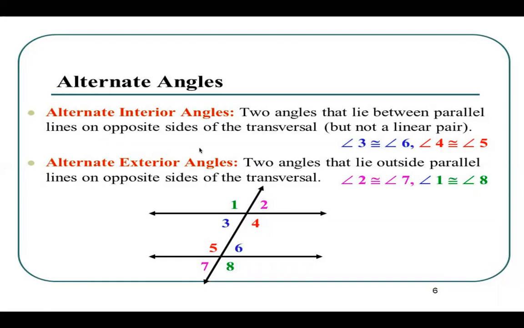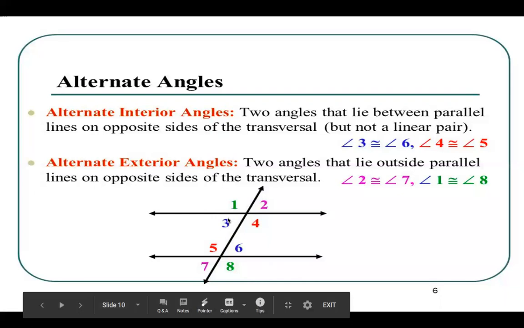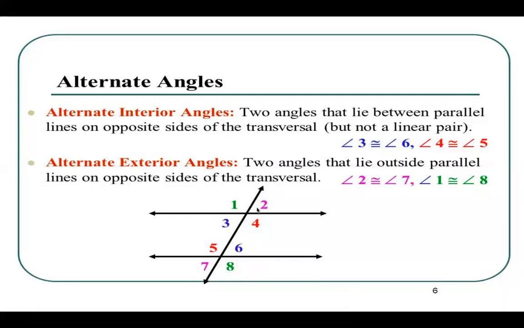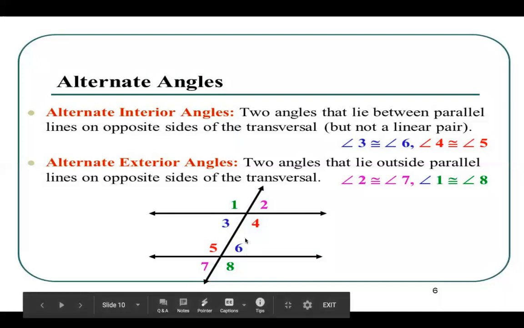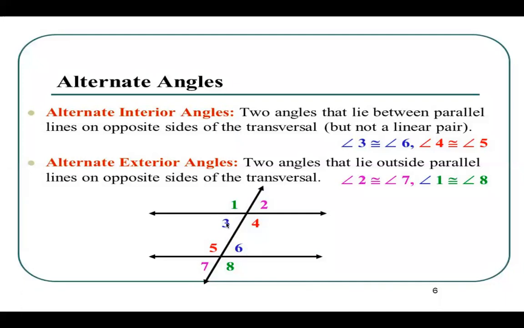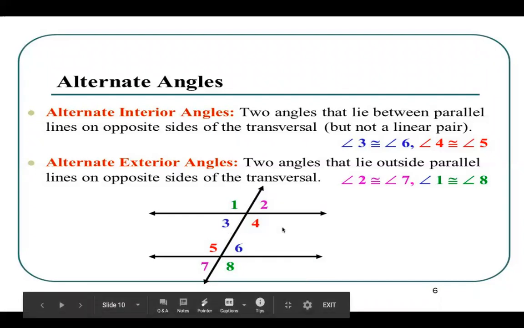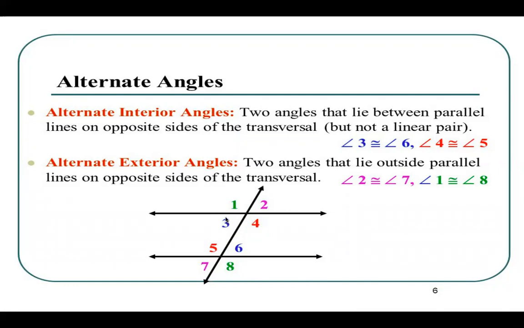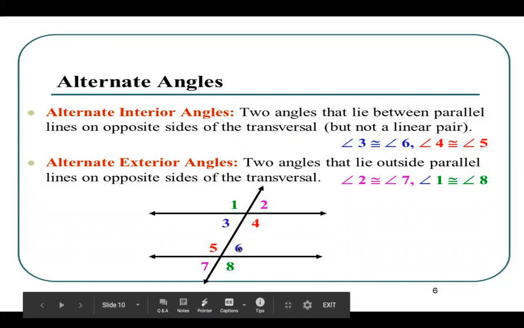on opposite side. So if one angle is over here, with two parallel lines, and opposite side of the transversal. So one is here, the other one has to be in here, but not a linear pair. These two are a linear pair, you know that, but these cannot be a linear pair. So what is that? This one and this one. All right. So 3 and 6, which is called alternate interior angle.